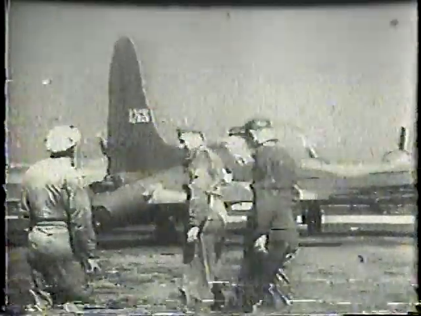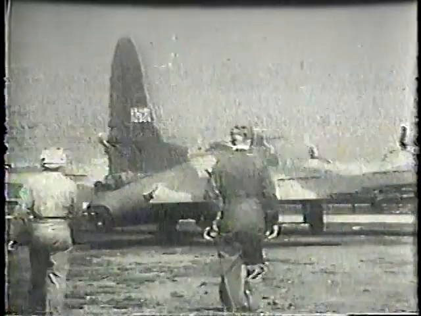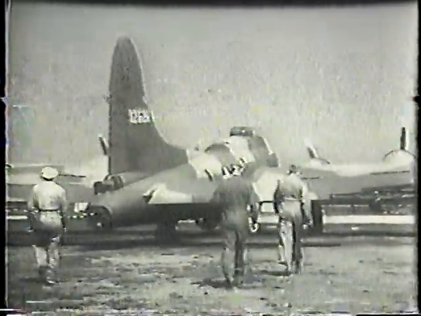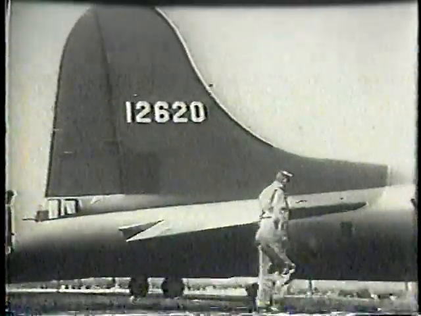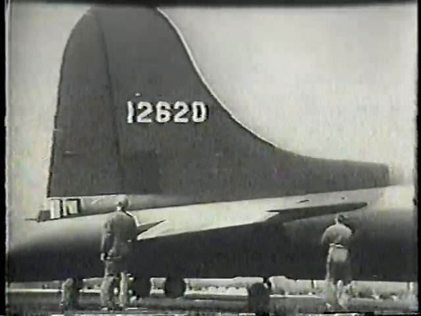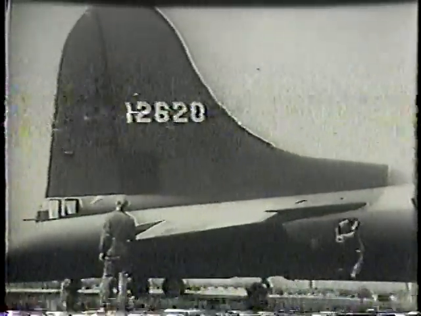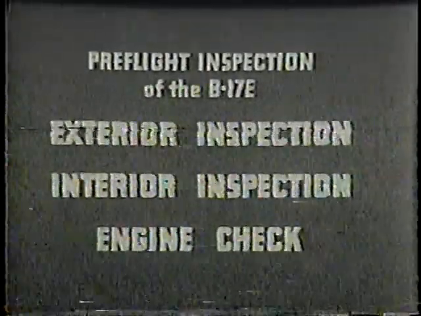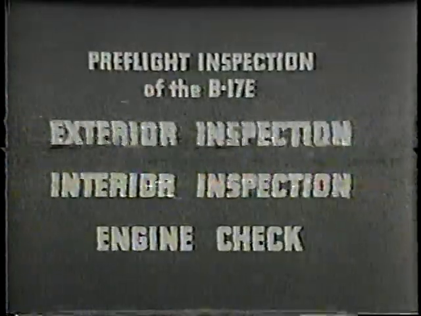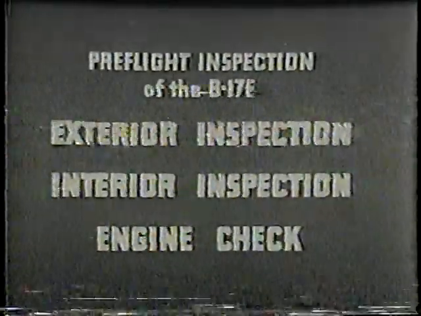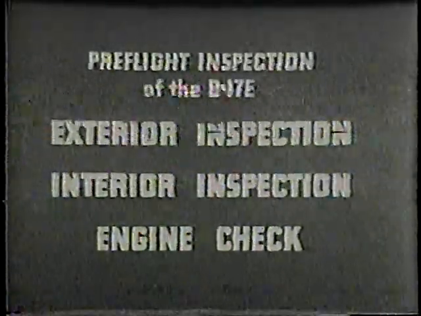Pre-flight inspection is the direct responsibility of the crew chief, who is aided by one or more assistants. In general, the inspection consists of looking over the entire airplane for damage, obvious defects, and signs of weakness. The inspection logically falls into three main divisions: exterior inspection, interior inspection, and engine check.